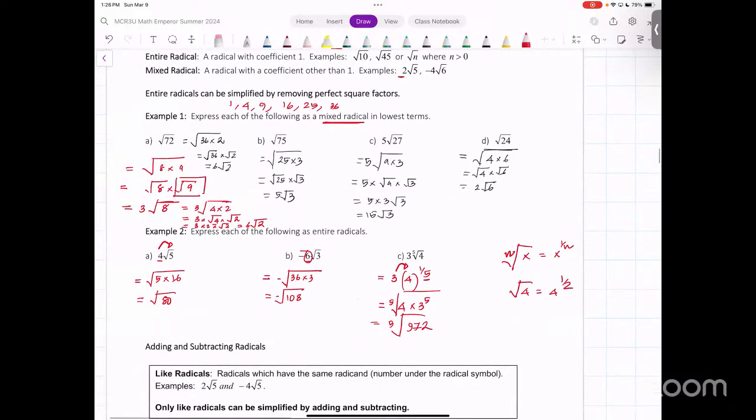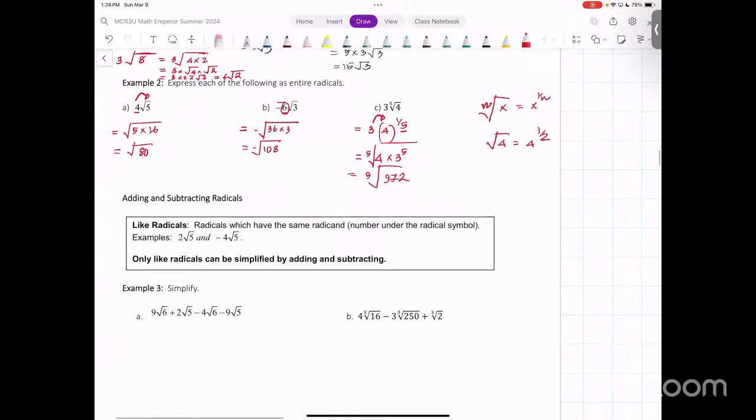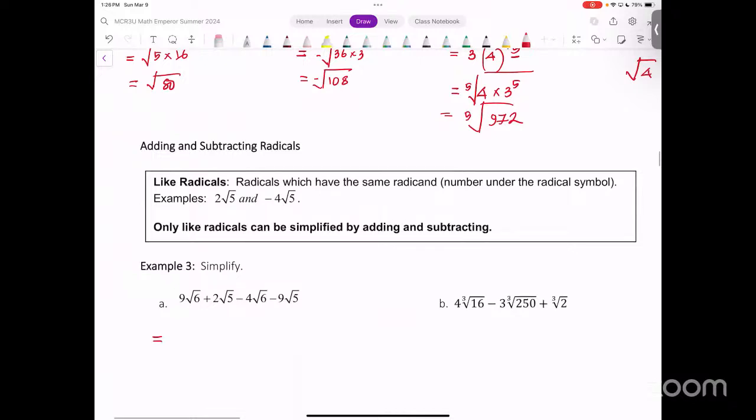All right. So now, very similar to adding and subtracting polynomial expressions, we can add and subtract radicals. So let's see some examples. Like terms: 9 root 6 minus 4 root 6 plus 2 root 5 minus 9 root 5. 9 minus 4 is 5 root 6. 2 minus 9 is negative 7 root 5. Everyone see that picture? How do you do that? It is an apple plus apple question.